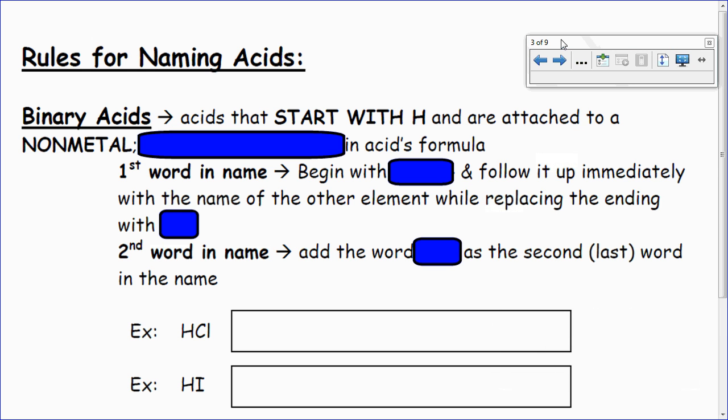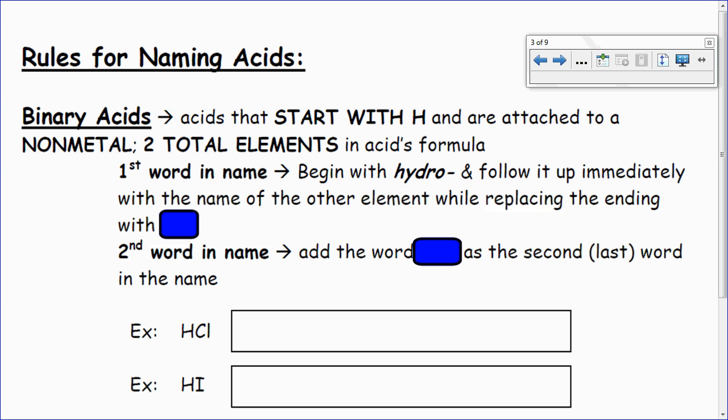So acids start with H. We know that. Binary acids are only 2 elements involved. So the first element, the hydrogen, is going to say hydro. The second element is going to say its name, but modified to ic. So 2 words in the name, and the word acid is the second last word in the name.